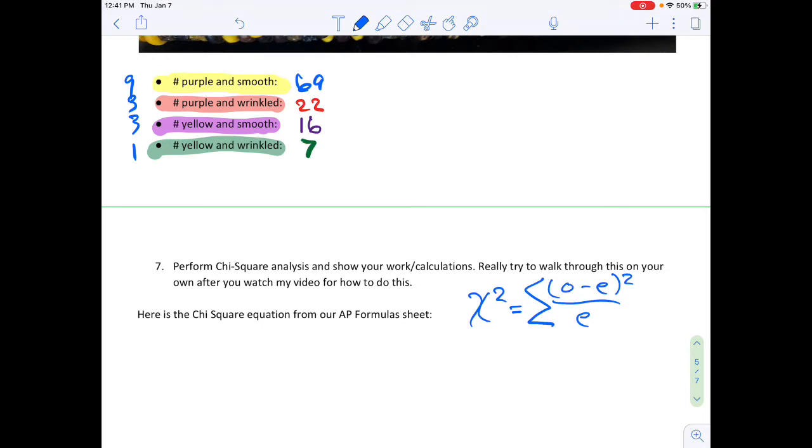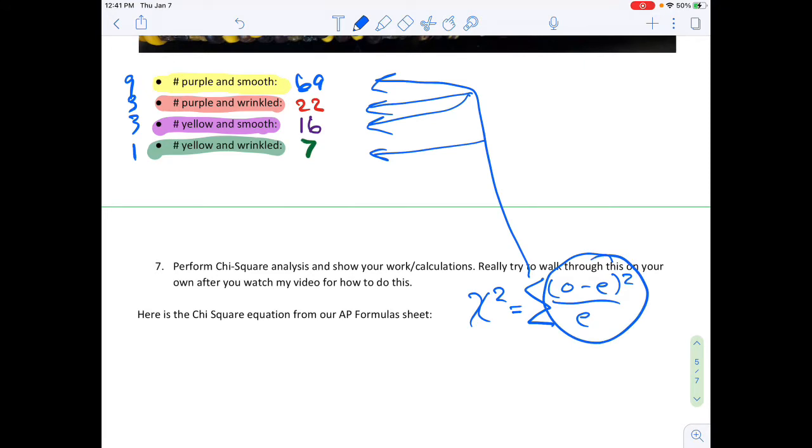So really what we have to do, the summation means that we have to run this thing 4 times because we have 4 things that are expected. We have a 9/16 ratio of purple and smooth, so we have to run chi-square for the purple and smooth. We have a 3/16 ratio for purple and wrinkled, and so on. So we're going to basically do this 4 times and add it up. That's what that means. And that symbol just means chi-square, that we're not actually squaring anything. That is chi-square.